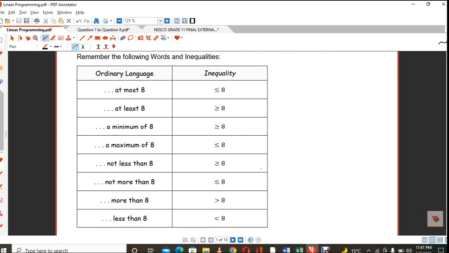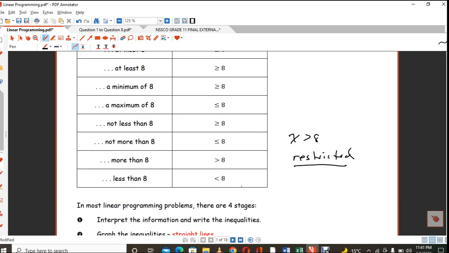Now this is a restriction. This type of inequality, x is greater than 8, is a restricted inequality because you are not going to consider 8. The same applies with less than 8. So it's a restriction there. Those are the types of inequalities you should think of.